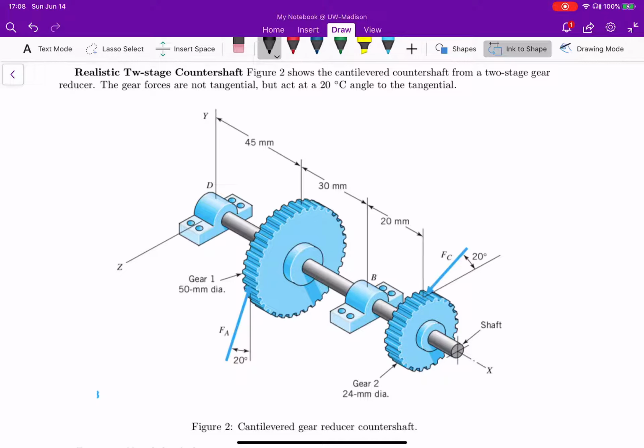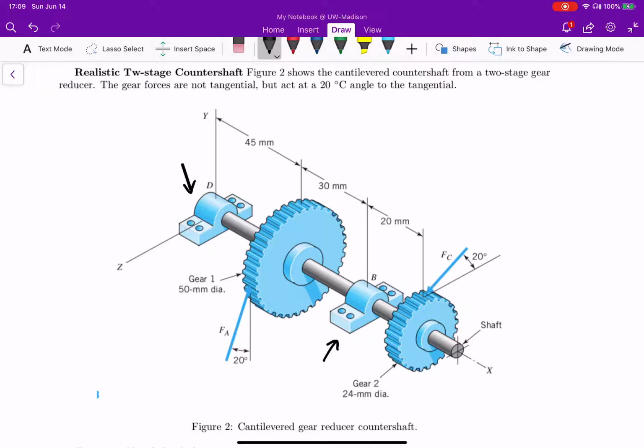It'd be really helpful. All right, so what we have here is a countershaft setup, and this shaft is supported by two self-aligning bearings, which means that the shaft is held in place in the X, the Y, and the Z direction, but is free to spin about the X-axis at these two bearings.